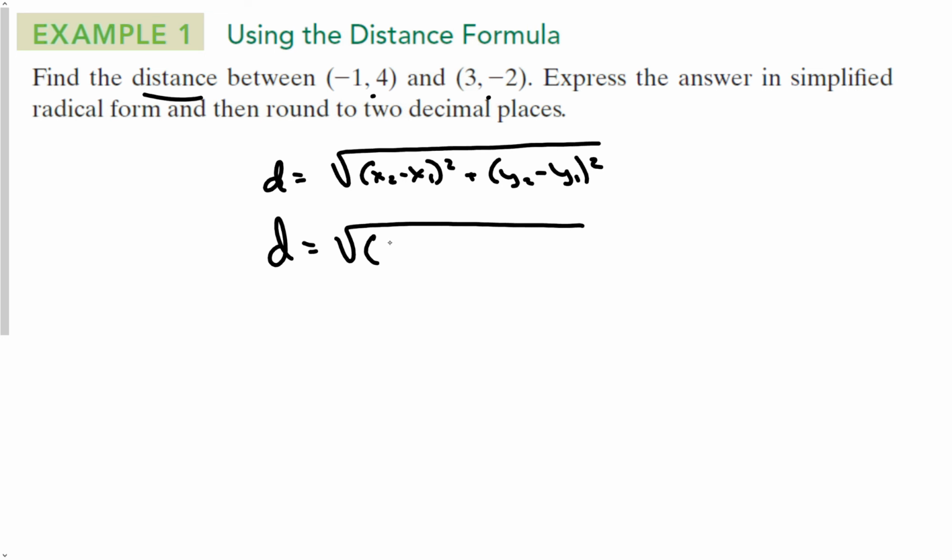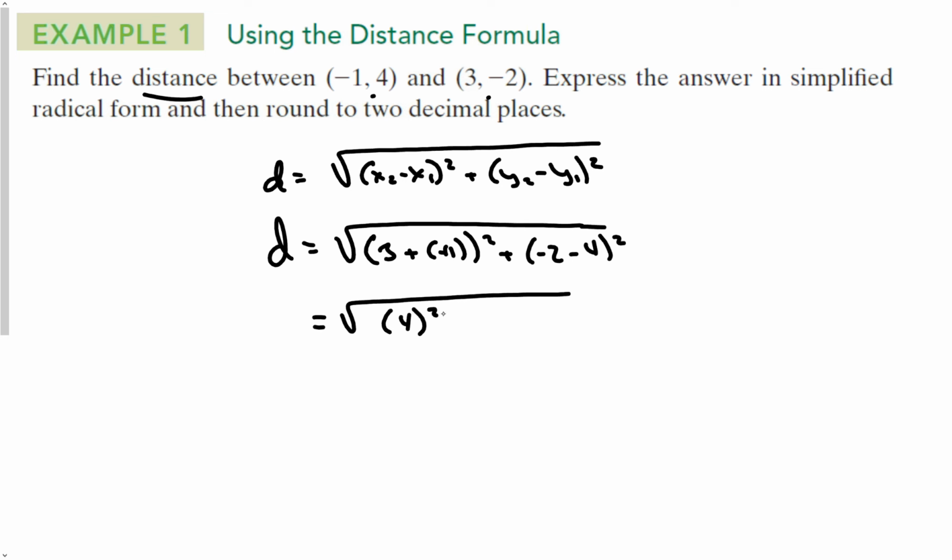So x2, which would be 3, minus negative 1 squared plus negative 2 minus 4 squared. And 3 minus a negative 1, a minus turns into a plus. So I now have the square root of 4 squared plus negative 6 squared, which gives me 16 plus negative 6 times negative 6 is going to be 36.